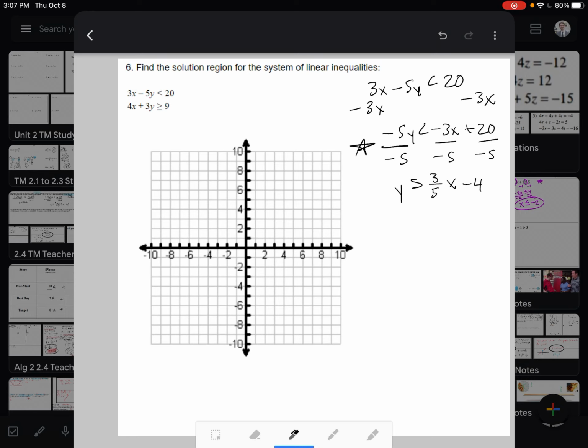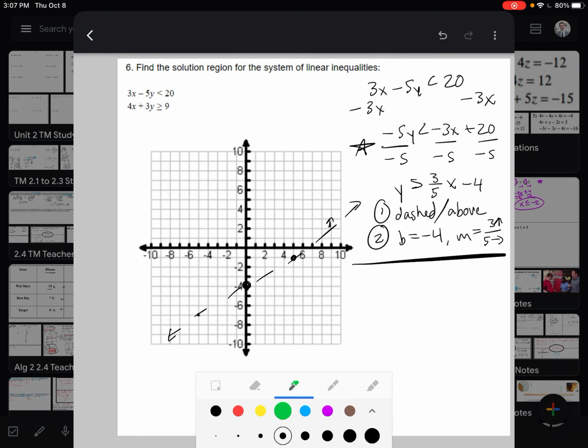Okay, so that's one equation. Our annotations for this are that it is dashed and above, because it's greater than. We start at b equals negative 4, and for our slope, we go up 3 and over 5. All right, so we can graph that one now. We'll start off at b equals negative 4, go up 1, 2, 3, over 1, 2, 3, 4, 5. Got to remember to keep things dashed. And again, we're shading above for this one.